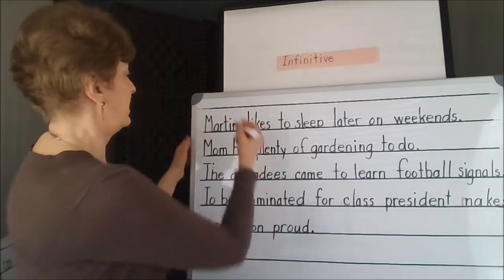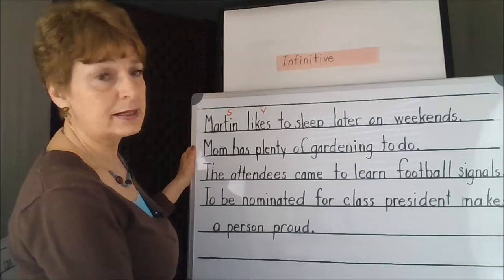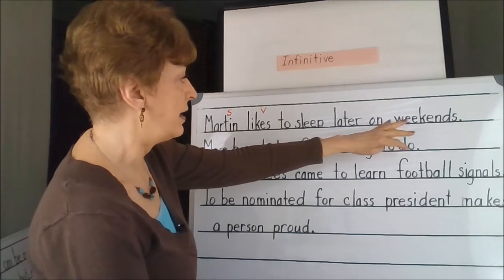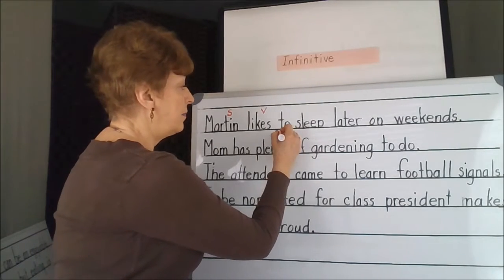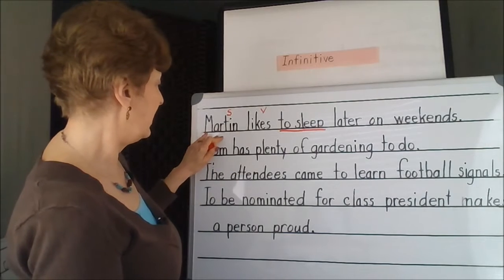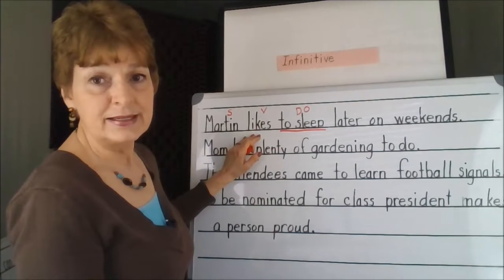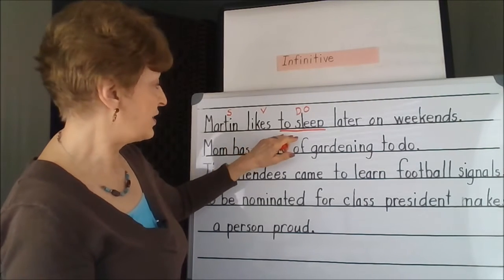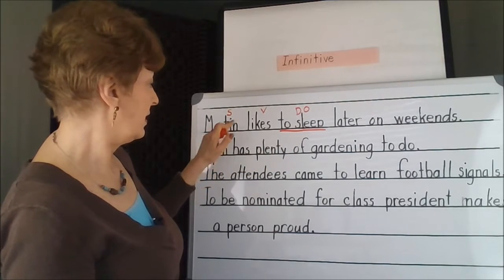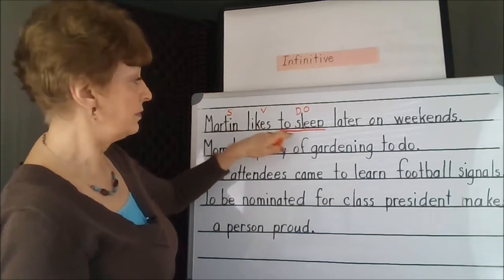Martin likes. Well, here we have it right at the beginning of this sentence. That's classic. Okay, so Martin likes to sleep later on weekends. Here's our infinitive form of the verb to sleep. Martin isn't sleeping. Martin likes. This is an infinitive form of the verb that's functioning as a direct object because Martin likes. Martin is doing the action, and what does he like? To sleep.